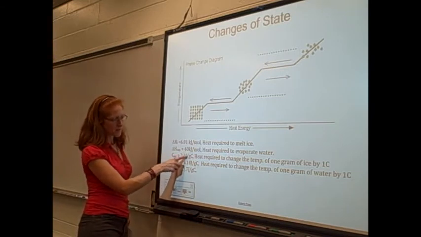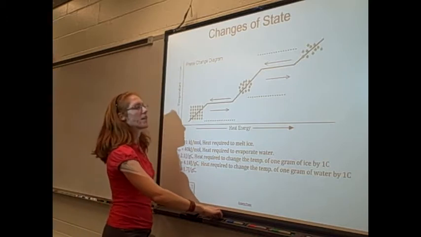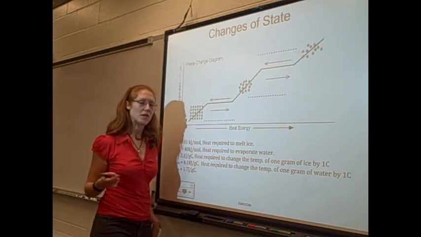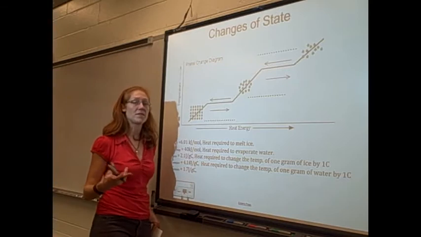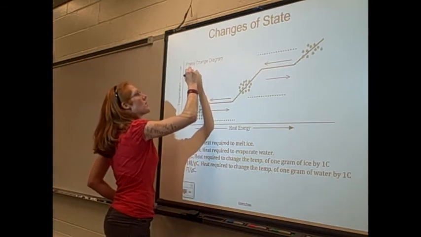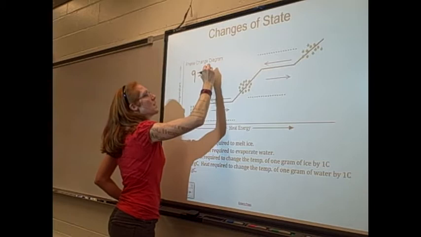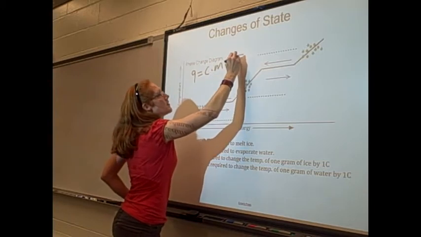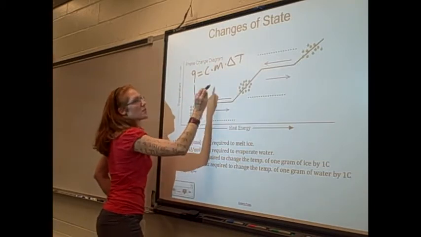And whenever I'm doing this, I can see I have a temperature change. And so if I'm changing the temperature of something and I have the specific heat and I know how much of the thing I'm changing temperature of, I'm using this equation, Q equals C M delta T, and that's going to be any time the temperature is changing.